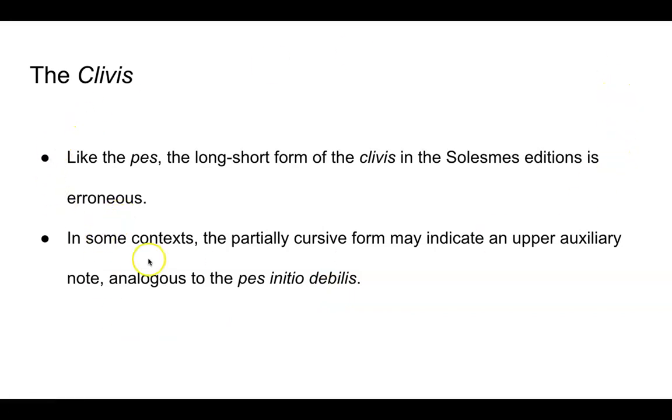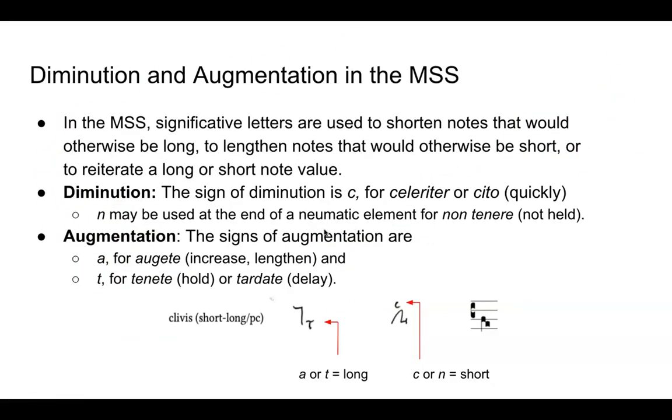I want you to really take away this first concept. And before we wrap up, I'll just talk about diminution and augmentation in the manuscripts. We sometimes see these significative letters, such as an A or a T, or a C or an N. And these letters specify something very important about the rhythm of that neume. On this side, we have a C or an N that marks diminution, and that stands for these Latin words, which just mean quickly. So go over this note quickly.